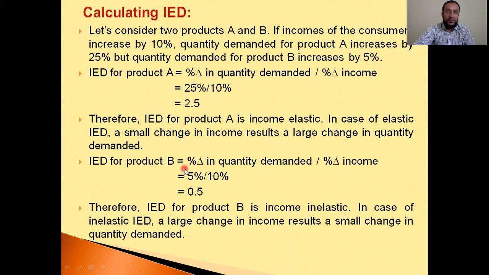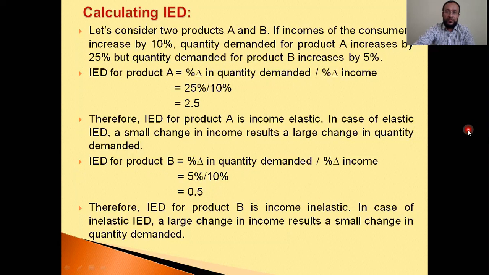This is just the opposite for product B. For product B, percentage change in income is the same 10%, but the percentage change in quantity demanded is only 5%, which is lesser than the increase in income. So the value of IED is 0.5, which is less than 1. Therefore, IED for product B is income inelastic. In case of income inelastic IED, a large change in income results in a small change in quantity demanded.